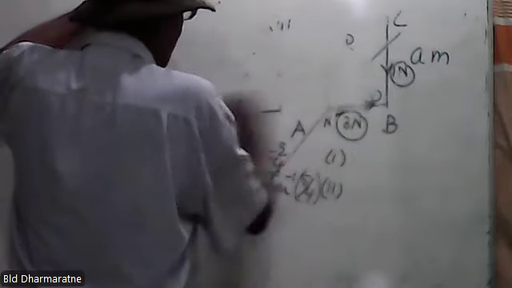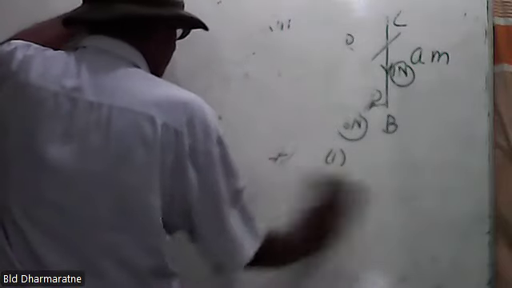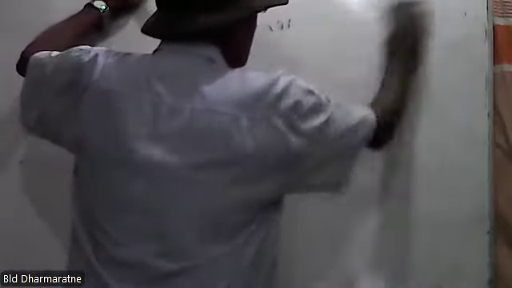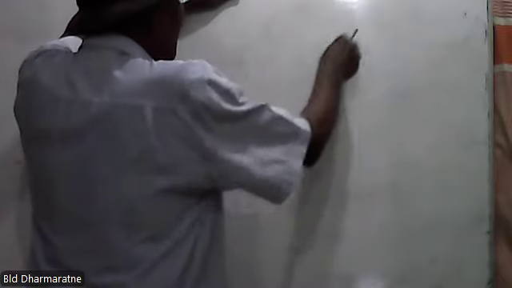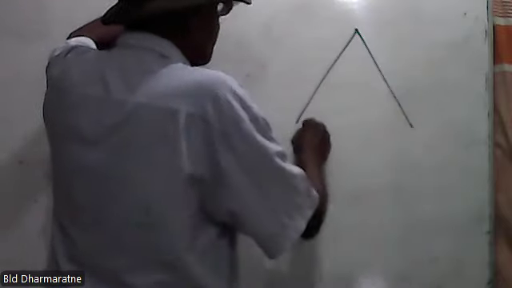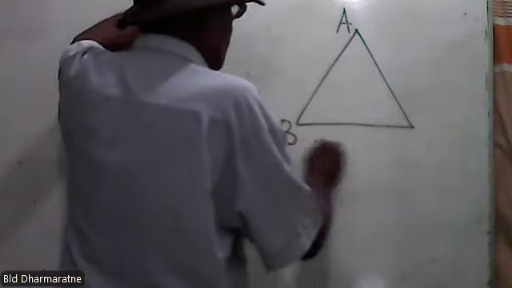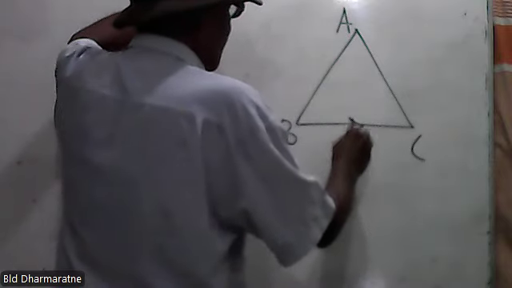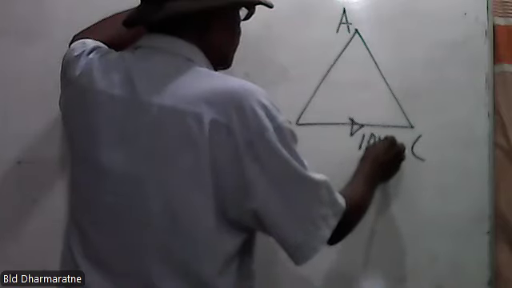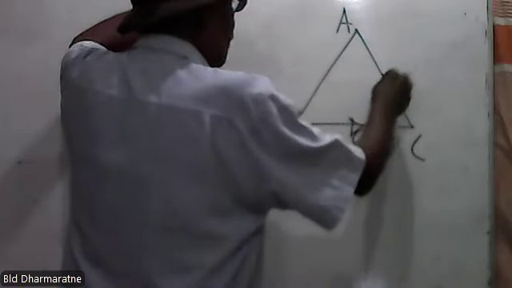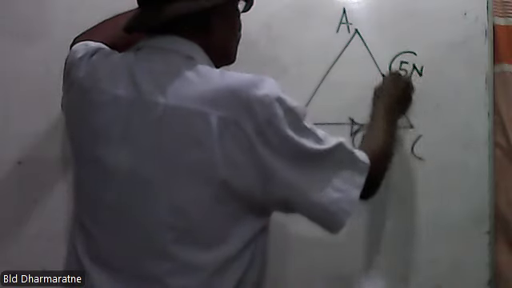Now we get another question. The number 2 question, we are getting the triangle. Right? And how do we get the triangle? This is the question. This is a triangle, ABC triangle. This side 10 Newton, here 5 Newton, here again 10.